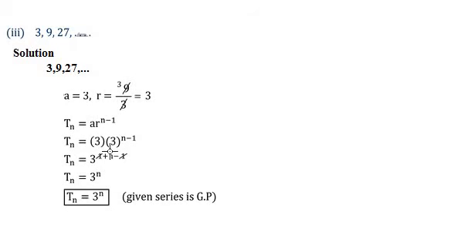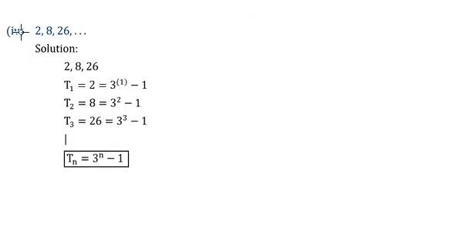So 3 plus 3, same base, and the power of the first 3 is equal to 1, and the power of the other 3 is equal to n minus 1. So 1 plus n minus 1. Here the plus 1 and minus 1 cancel out. So Tn is equal to 3 power n. So this is the answer of question number 1 and part number 3.